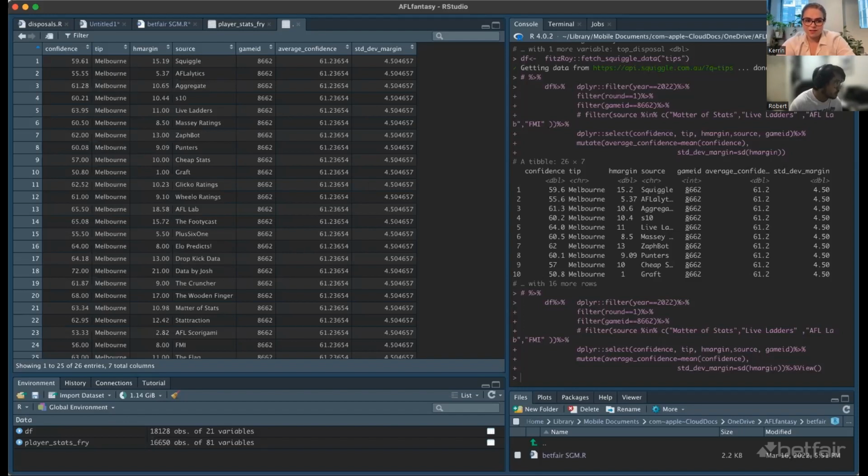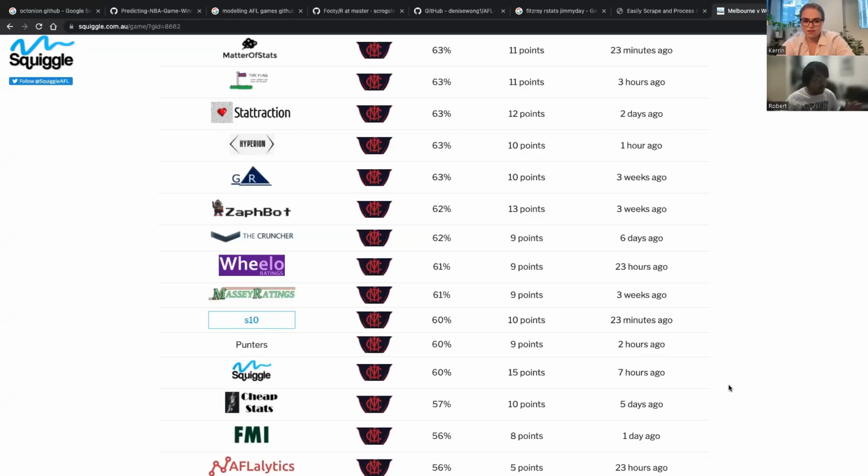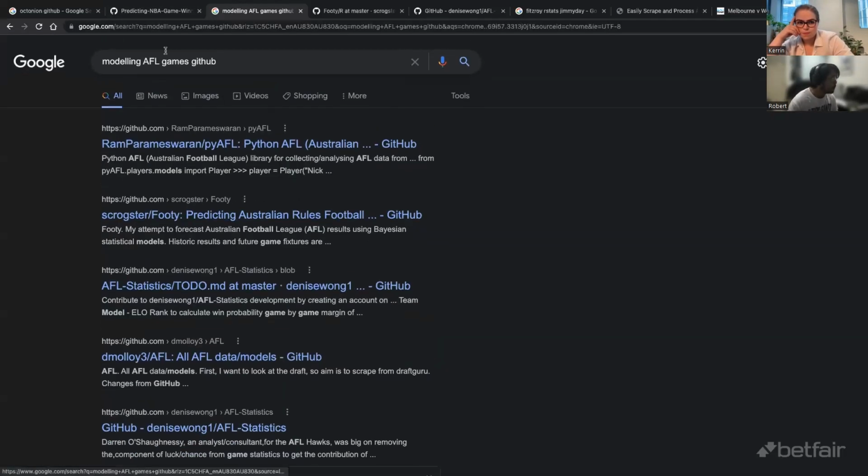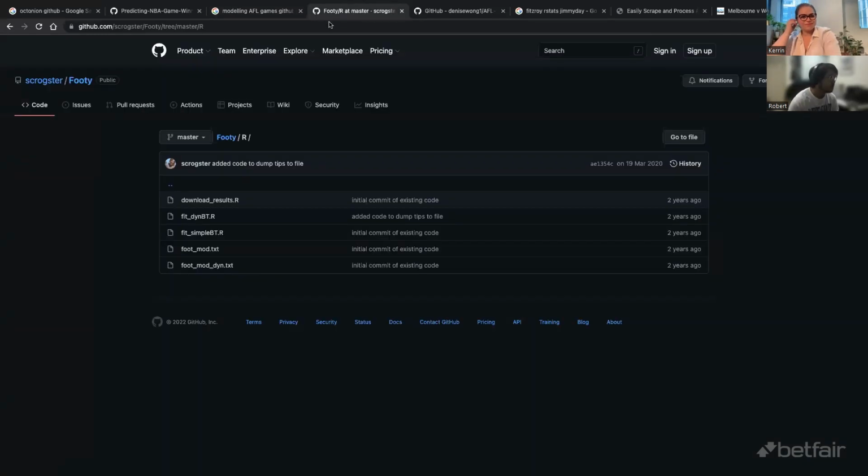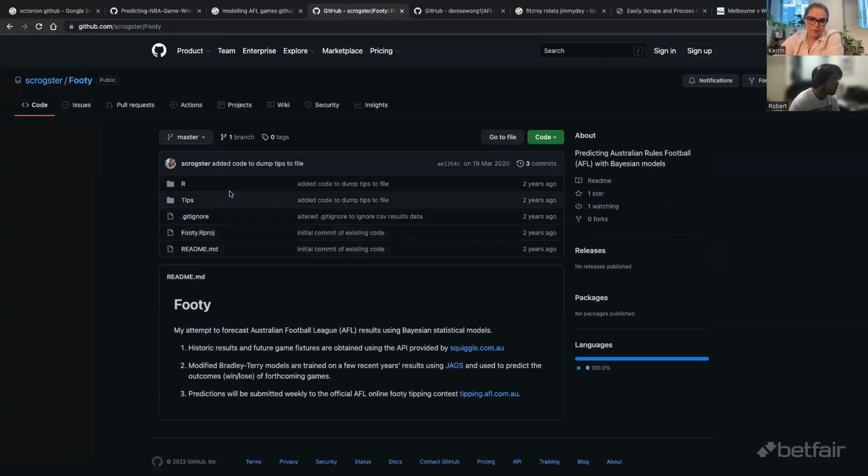So if you're completely new to modeling, you now know that fitzRoy is available, so you will have data, and you're just like, well, I actually don't know how to fit a model. So what I would do is search modeling AFL games GitHub, and then click on one. I don't know who this person is, but they've uploaded it on GitHub.